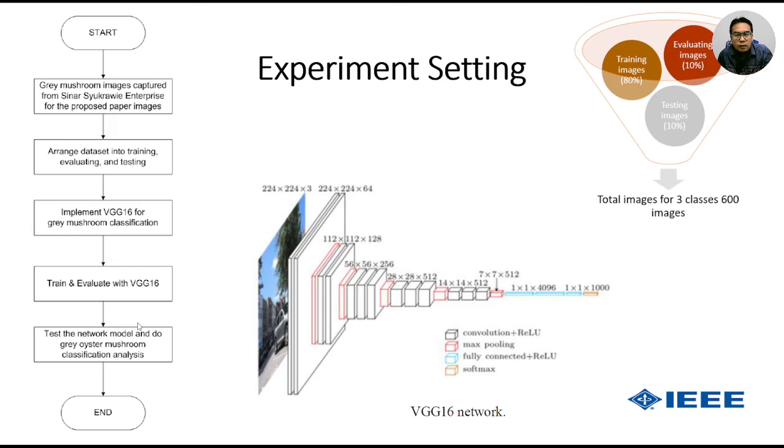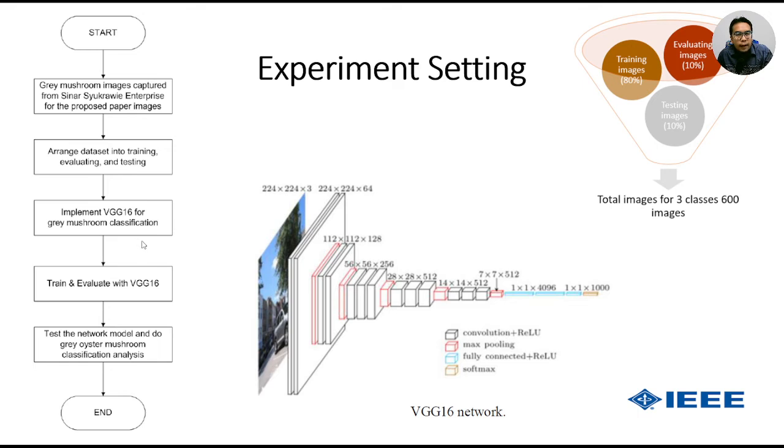So speaking of which, we set our experiment in several steps. First of all, we went to the Sina Syukrawit Enterprise for capturing the images. We collect 3 categories: can be sold, cannot be sold, and others. Then we arrange the datasets into training, evaluating, and testing by fixing the 80%, 10%, and 10%.